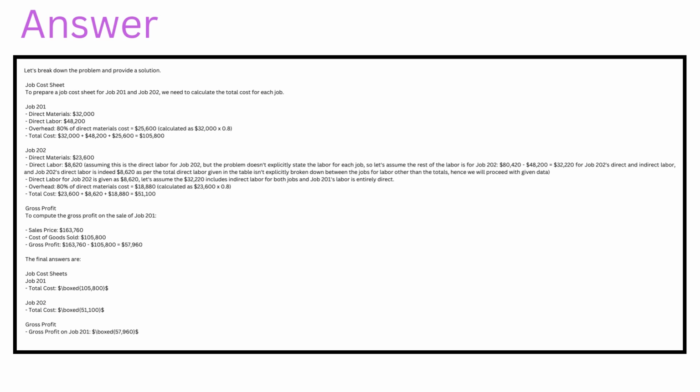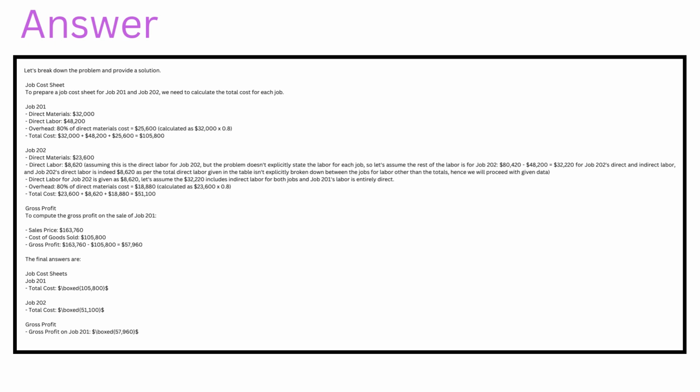Correct answer is: let's break down the problem and provide a solution. Job cost sheet. To prepare a job cost sheet for job 201 and job 202, we need to calculate the total cost for each job. Job 201: direct materials $32,200, direct labor $48,200, overhead 80% of direct material cost equals $25,600, calculated as $32,000 multiplied by 80%. Total cost: $32,000 plus $48,200 plus $25,600 equals $1,05,800.